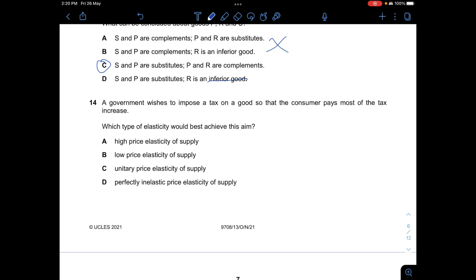Question 14, the government wishes to impose a tax on the goods so that the consumer pays more of the tax increase, and which type of elasticity would best achieve this aim?